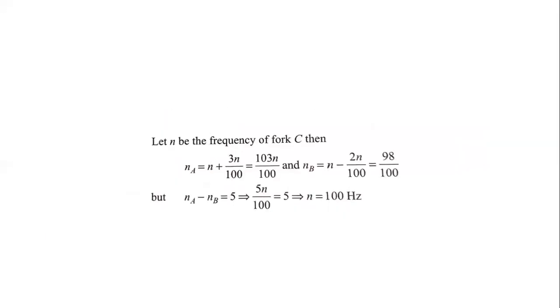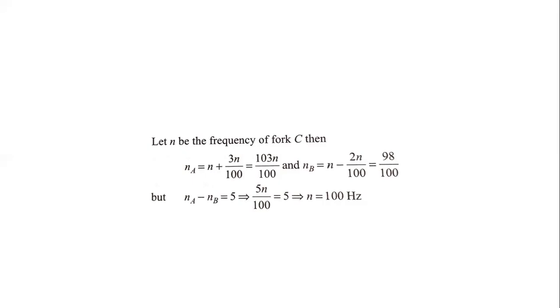Now let n be the frequency of the fork C. Then what is the frequency of the tuning fork A? It will be n plus 3% of n. 3% is 3 by 100 n. When you simplify that, 103 by 100 n. Similarly, nB will be n minus, because it is 2% less than the frequency of the tuning fork C. Note it down: nB is equal to n minus 2n by 100. Upon simplification, what you get is 98 divided by 100 times n.